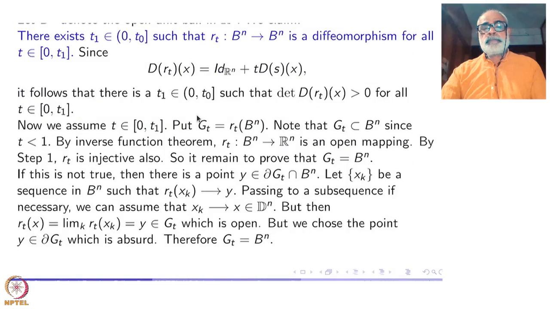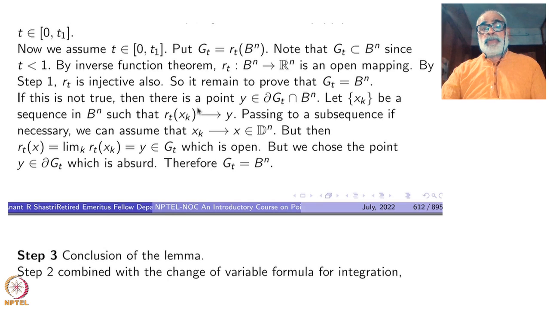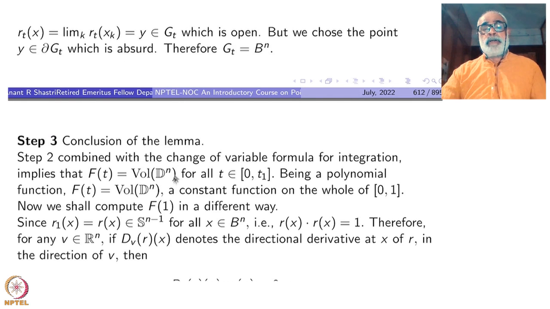So whenever you have an invertible function, a diffeomorphism, you have the change of variable formula. Okay, so some deep, not very deep, but some really good analysis has been used here. So the volume of D_n is given by f_t, but that's a constant. So what is the meaning of this? In this non-trivial, positive interval, the polynomial function f is a constant. Therefore, this f_t must be equal to the volume of this D_n, on the whole of 0, 1.